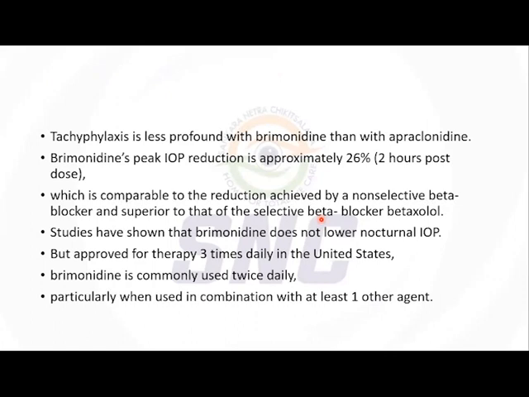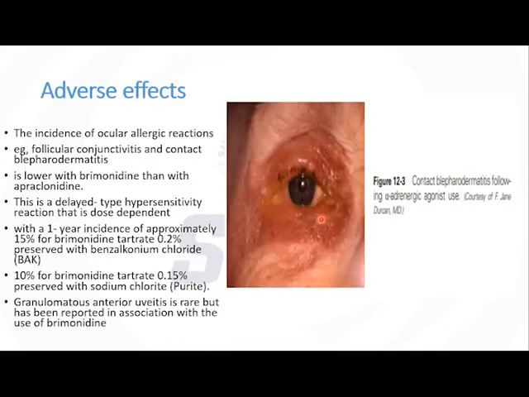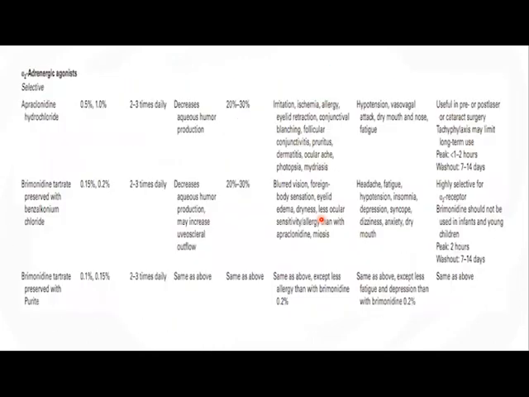Studies have shown that brimonidine does not lower nocturnal IOP. It is approved for therapy three times daily in the US, but brimonidine is commonly used twice daily, particularly when used in combination with at least one other agent. Here we can see apraclonidine hydrochloride gives a 20 to 30% reduction in aqueous humor production, and brimonidine also gives a 20 to 30% reduction.